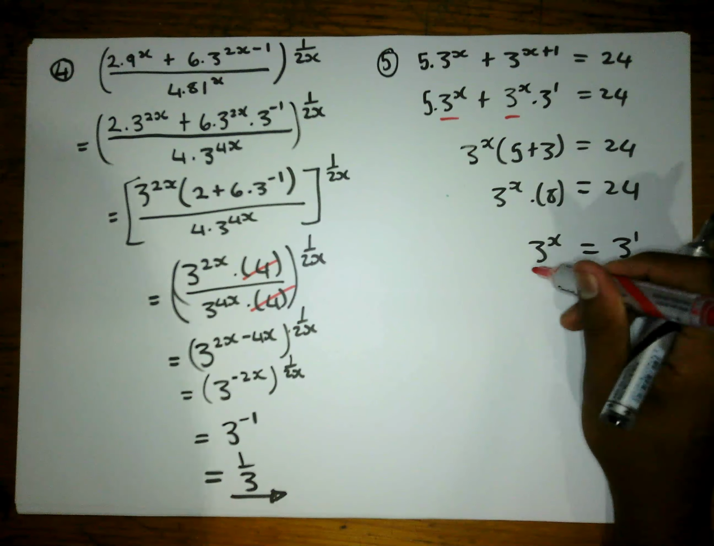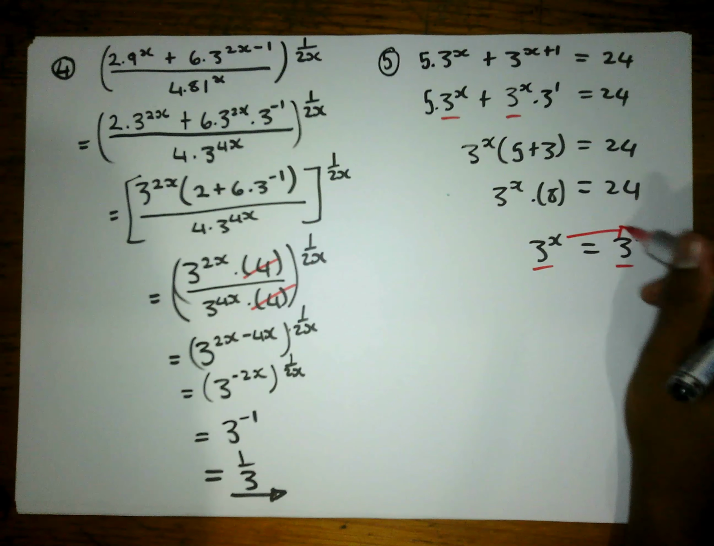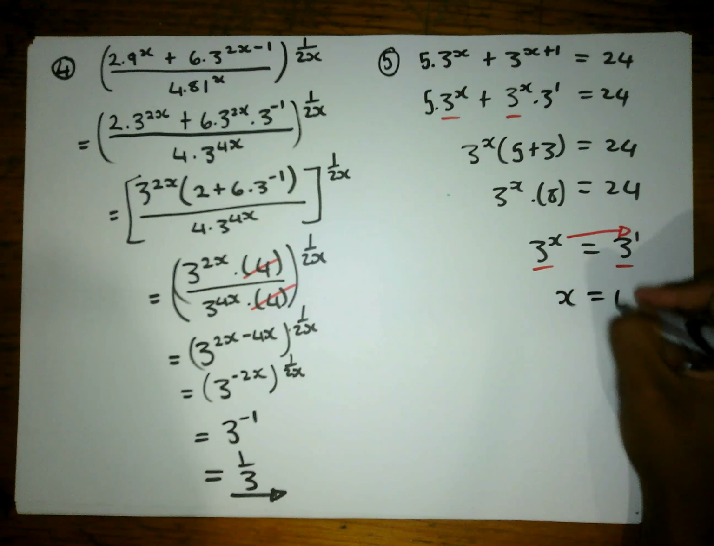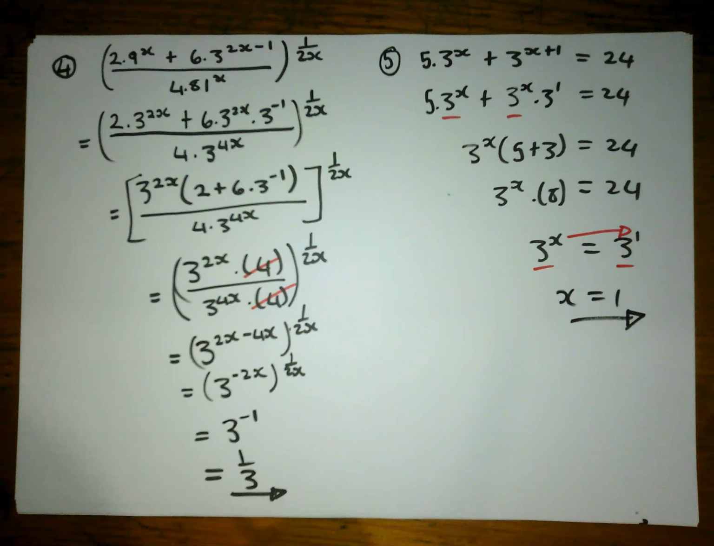Again, we have the same base, therefore we can put the exponents equal to each other. X equals 1. It's that straightforward. Always it will be like this. Whenever you get any exponent question, this is how it's going to be solved.